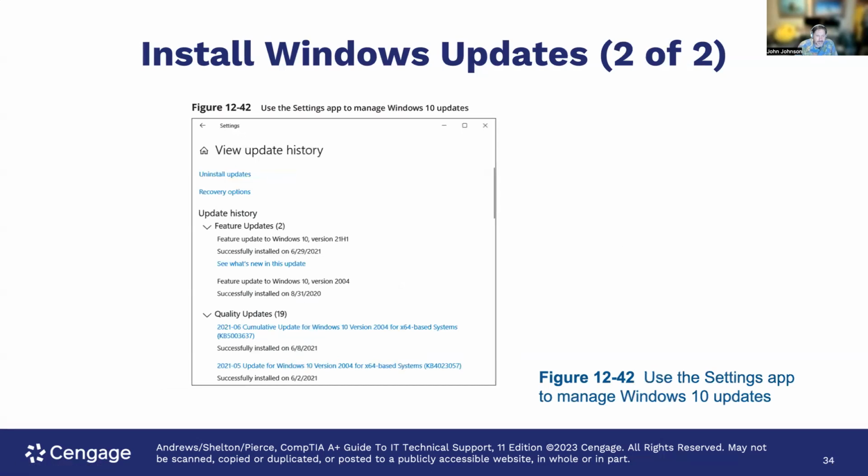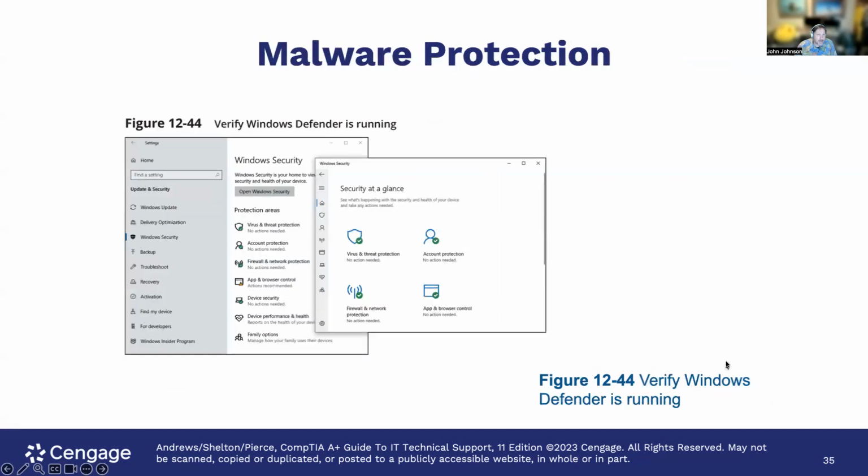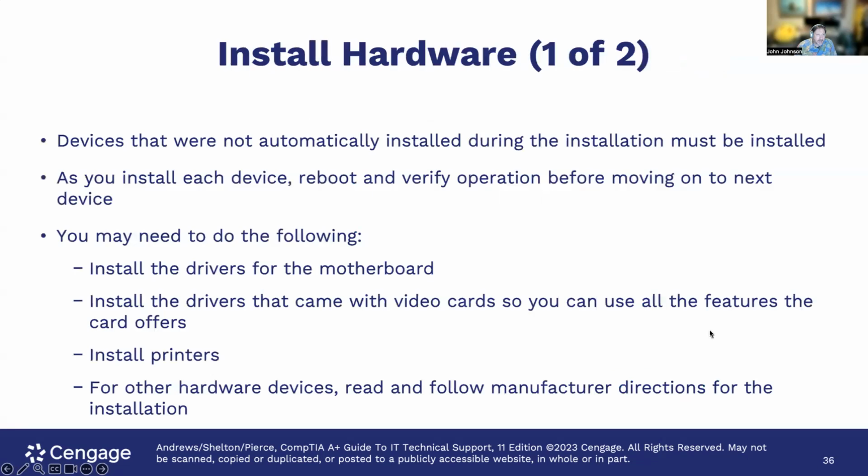And then you can use the Settings app to manage your Windows 10 updates. You can see all the updates and the history that you've got in there. So that's nice to have, just in case you're wondering if you got the latest, greatest updates. And then, as I mentioned earlier, you want to make sure that you've got your Windows Defender running before you go about connecting to the real world. So make sure you've got that running.